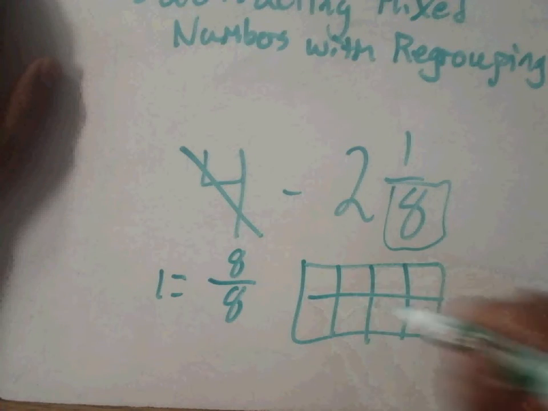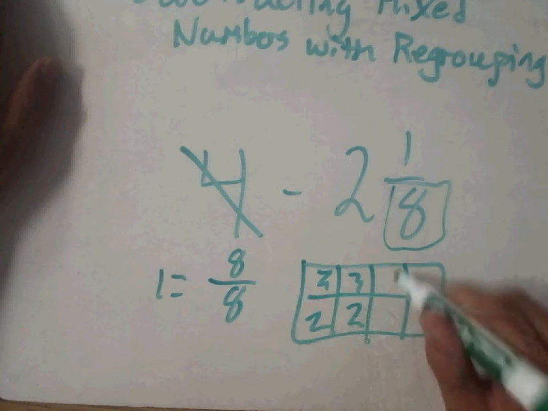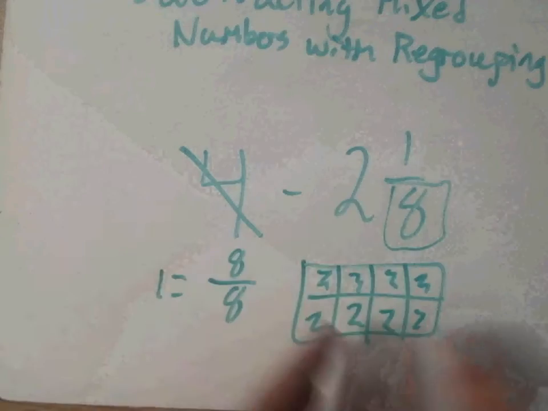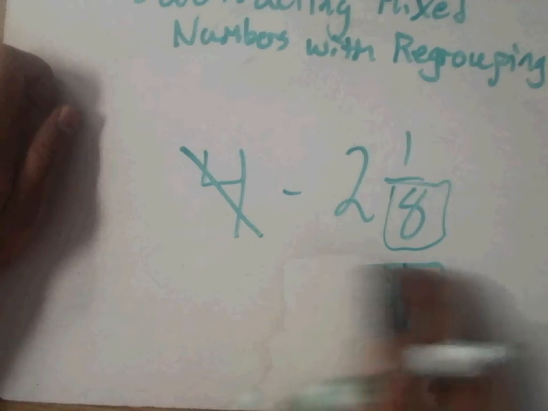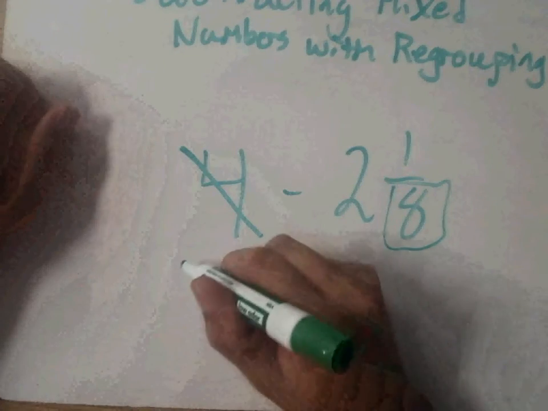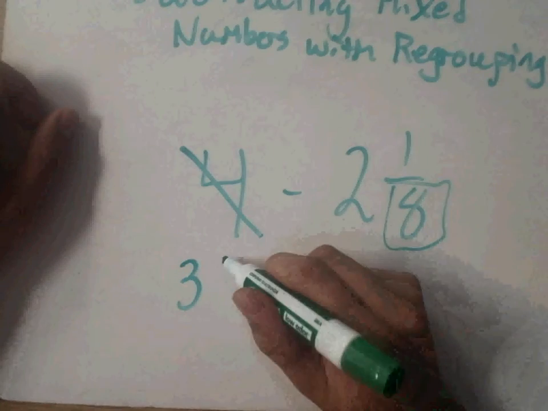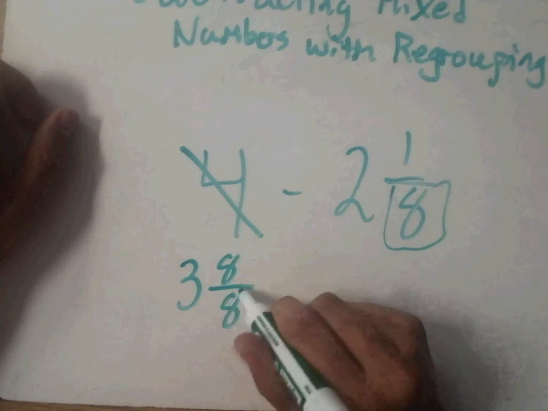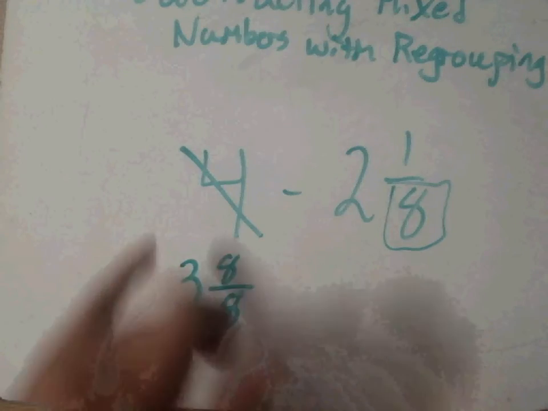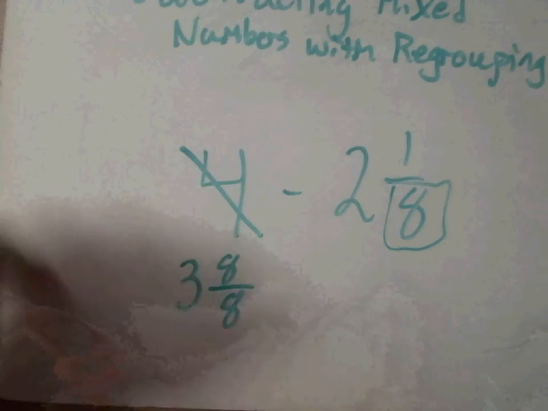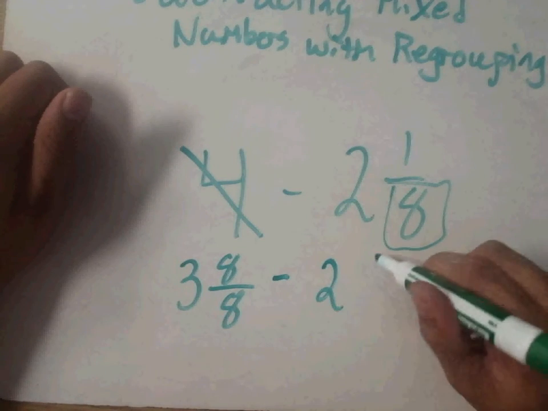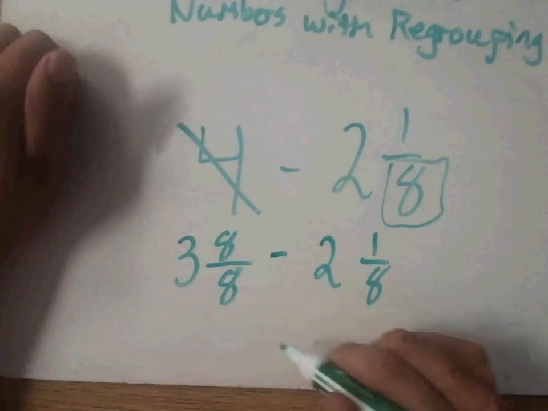Obviously, if you have 8 parts and they're all shaded in, you have a whole. And so I'm going to rewrite this whole number as 3 and 8 eighths, right? This is equivalent to 4. It just is a mixed number now. 3 wholes, 8 over 8 equals 1. And then I'm going to minus 2 and 1/8.